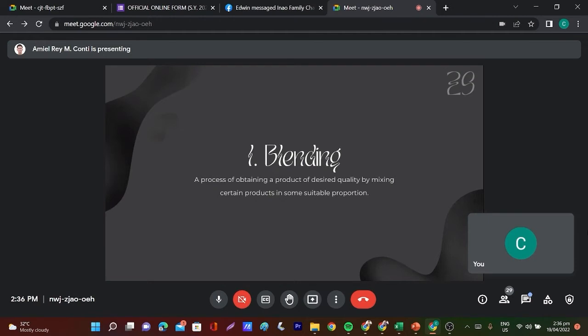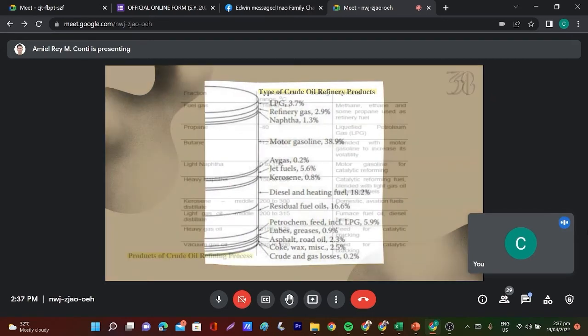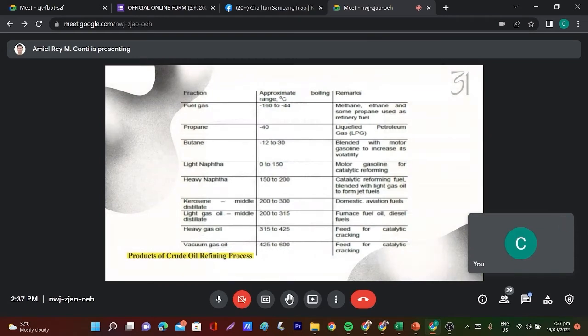Blending, a process of obtaining product of desired quality by mixing certain products in suitable proportion. It is done by simply blending the materials and the products. Ito po yung examples ng oil refinery products. This is the table po yung boiling range and yung remarks po.